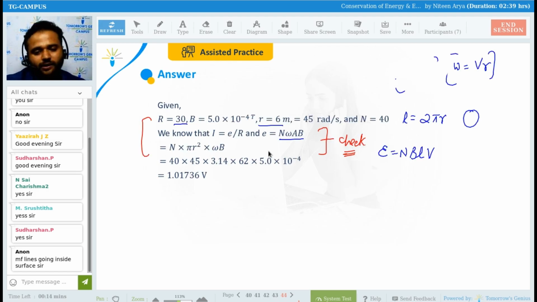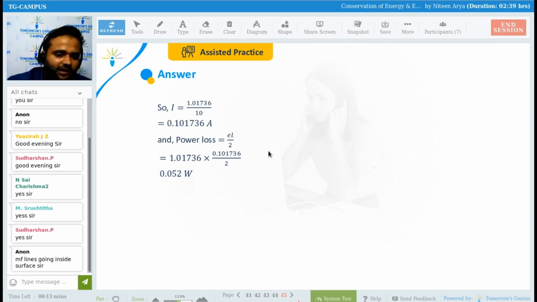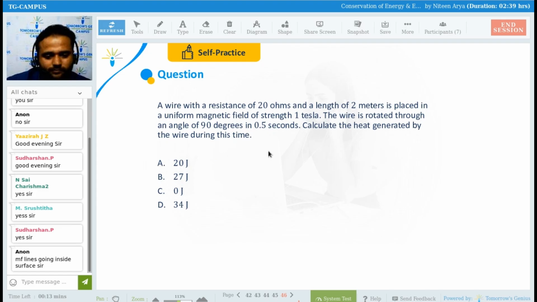Simple. N omega AB. A is area, omega is angular velocity, which is V by R, B is magnetic field, N is number of turns. Putting everything in, since in this terminology we have everything, you can get the EMF, then get I as E by R, and then you can get the power loss and so on.